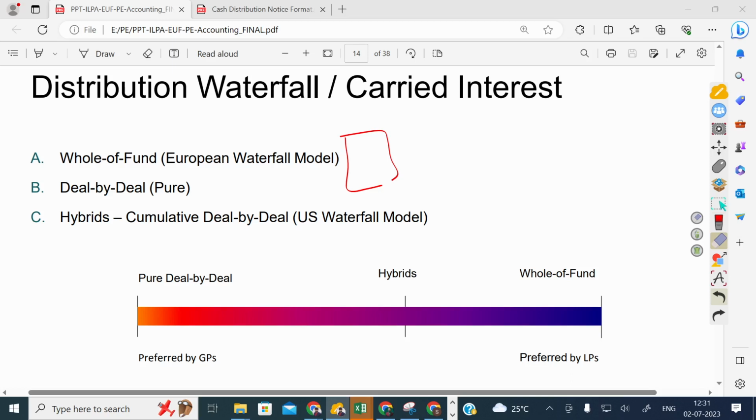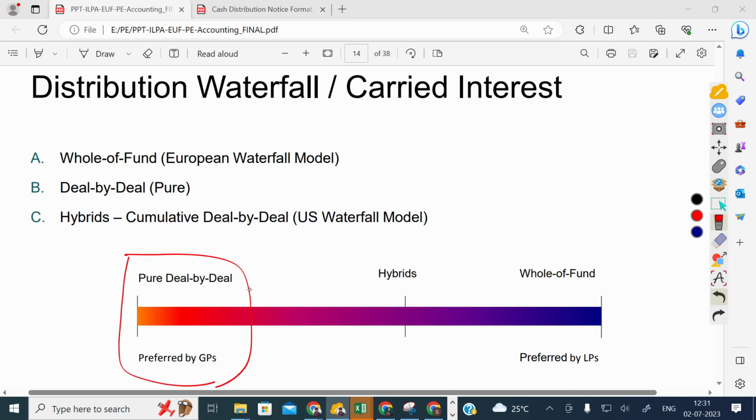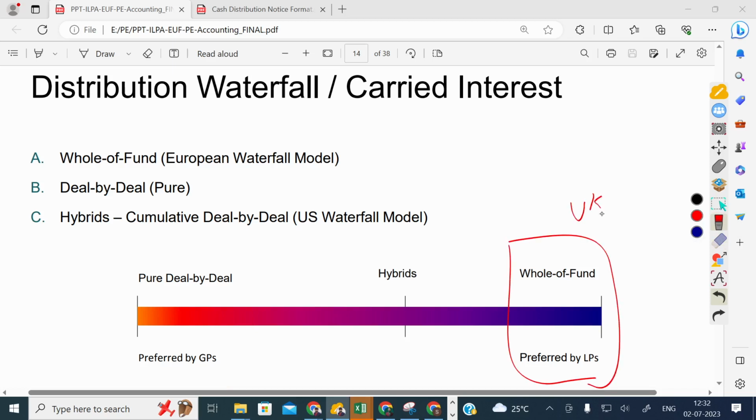we are at distribution, waterfall and carried interest. Pure deal by deal model. Most of the US funds prefer the deal by deal model, and the whole deal model is preferred by the UK fund managers. Why UK and why this?